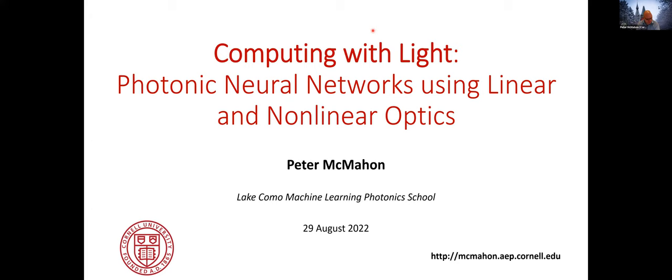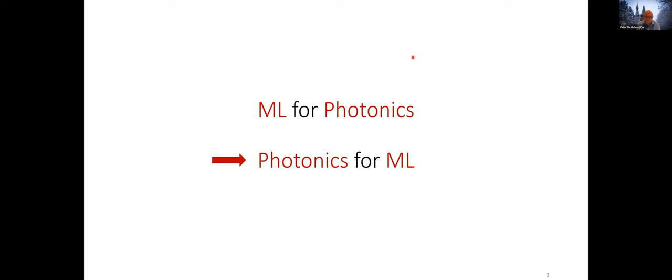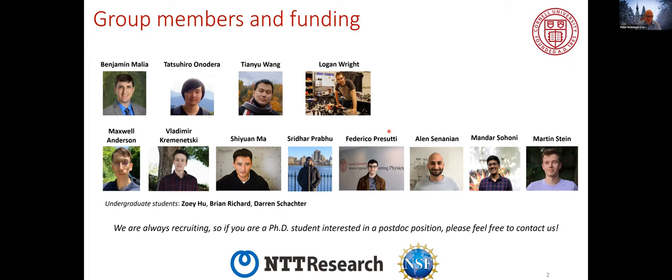So, as the introduction said, I'm going to talk about photonic neural networks, and if I understand the theme of the workshop, there are basically two major themes. There's how one can use machine learning to help in photonics in general, and then there's how we can use photonics to do machine learning. And this talk is going to be about this second half, one might say, of the theme of the workshop. So if anything in my talk sounds confusing about whether it could be one of these two things, it's the latter.